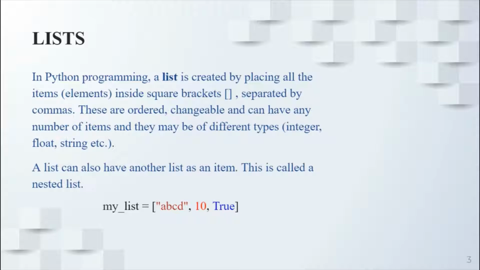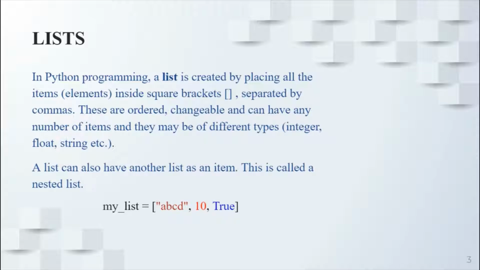So here it is written list is ordered. What does it mean by that, ordered? When we say the list is ordered, it means that the items have a definite order and that order will not change. Lists are changeable, meaning that we can change, add, remove items in a list after it has been created. And it also says that it can have a number of values and of different data types.